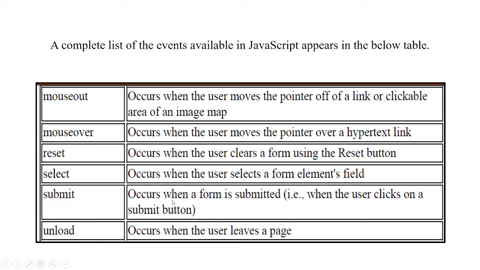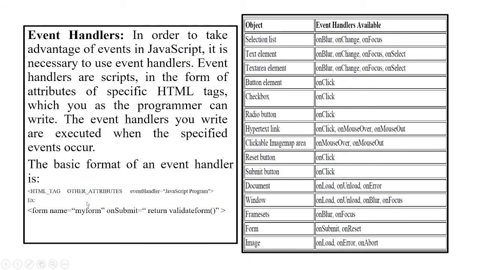So for example, when the complete information of the form is filled in, then finally there will be a submit button, and there we are going to click that submit button. So whenever the user clicks the submit button, then we call that event submit. So now we see the event handlers that are available in JavaScript. Here we have presented the list of event handlers on different objects.